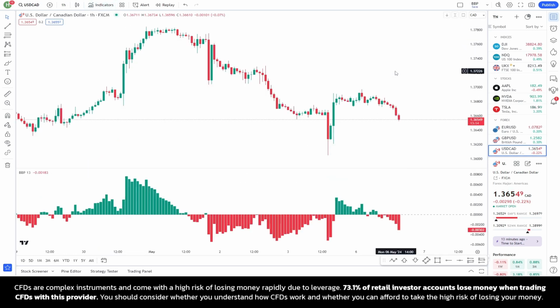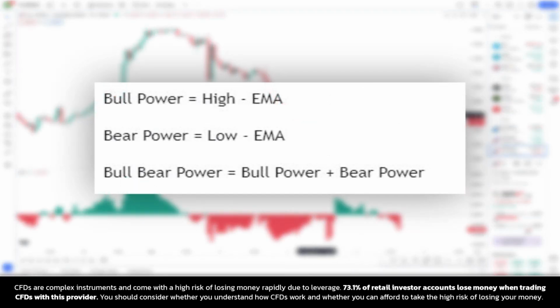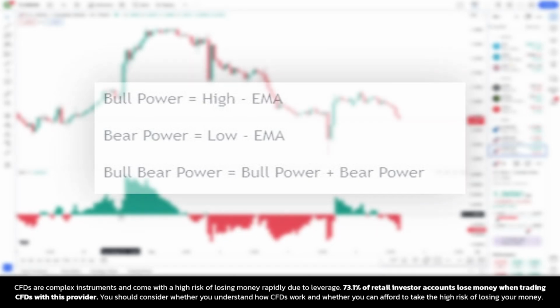Developed by Alexander Elder, this tool aids traders in assessing trend strength by analyzing the relationship between closing prices and the highest prices within a specified period. At its core, the indicator employs a simple yet effective calculation method, subtracting the exponential moving average of closing prices from the highest price within the predefined period to determine the strength of either the bulls or the bears.